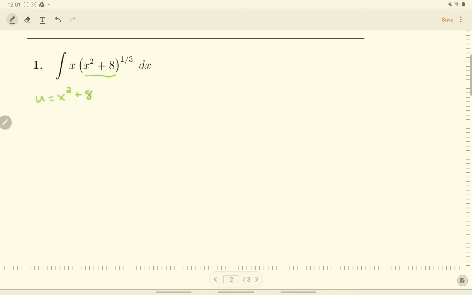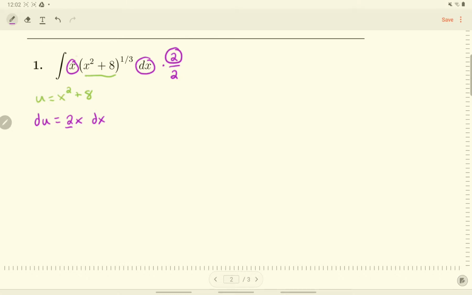Now, its derivative, du, is going to be 2x dx, because the derivative of x squared is 2x and the derivative of 8 is 0. If I picked the right u, I should be able to find du's equivalent in the problem. I have the x I need, I have the dx I need. I'm missing the 2, but constants aren't a problem because we can multiply by 1 in a clever form. So I'm going to multiply by 2 over 2.